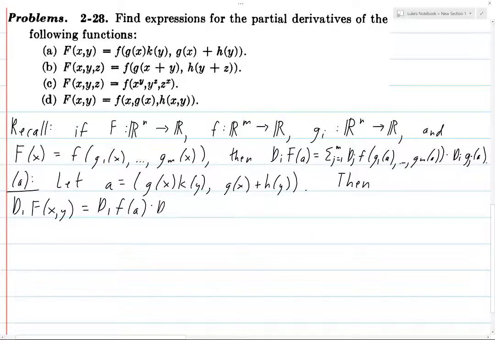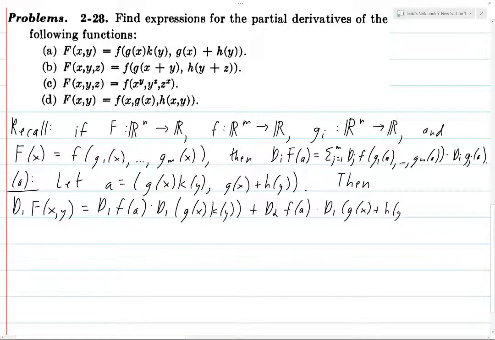times, now we take D1 applied to this first function on the inside of f. So this is going to be g(x) times k(y), plus D2 f at a times D1 of g(x) plus h(y). So it's D1 applied to g plus h. Now, we don't know what lowercase f is, so D1 of f evaluated at a, there's no way for us to compute that without more information.